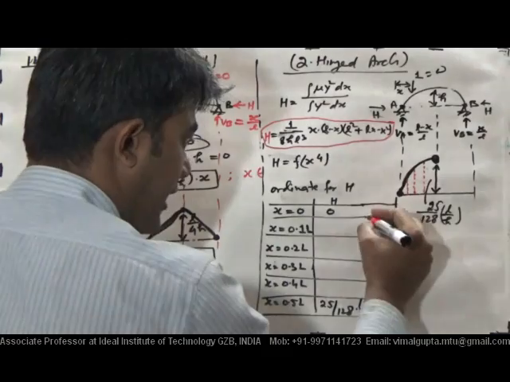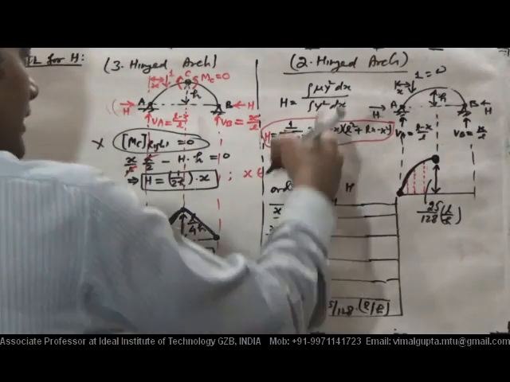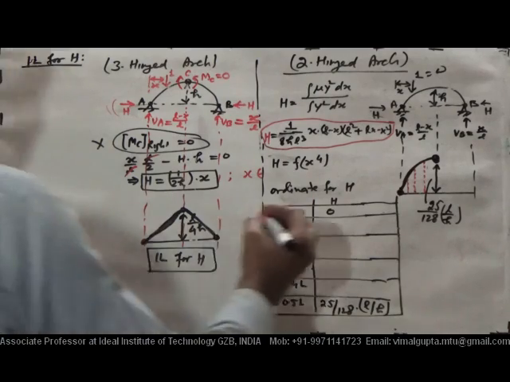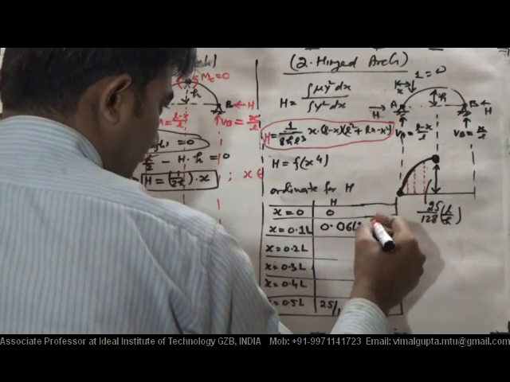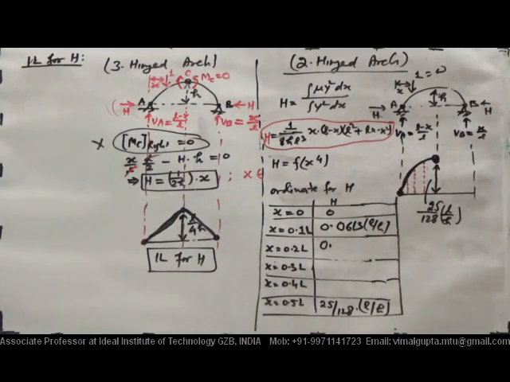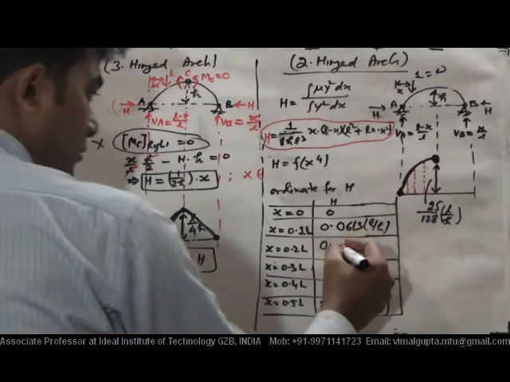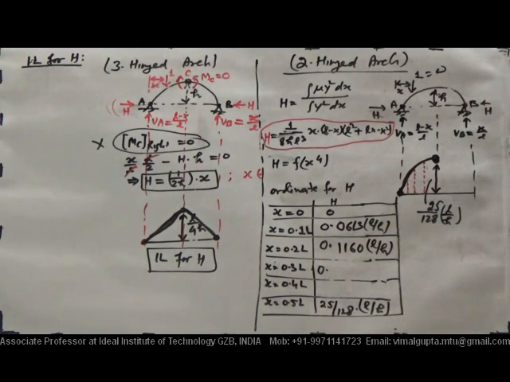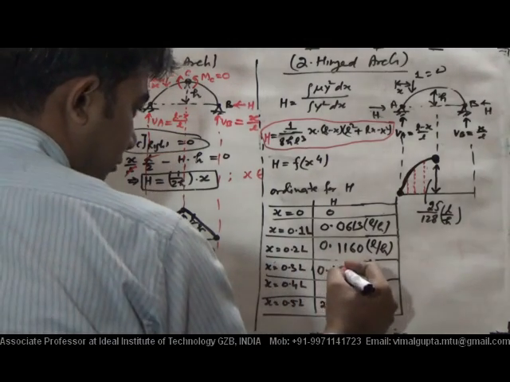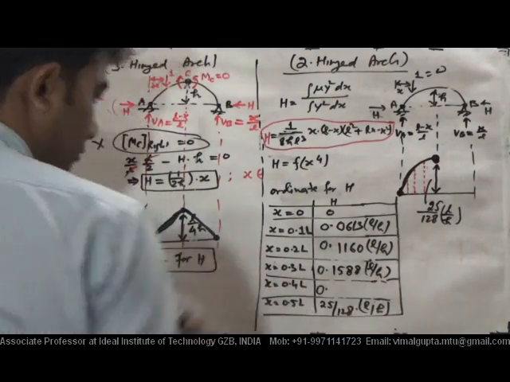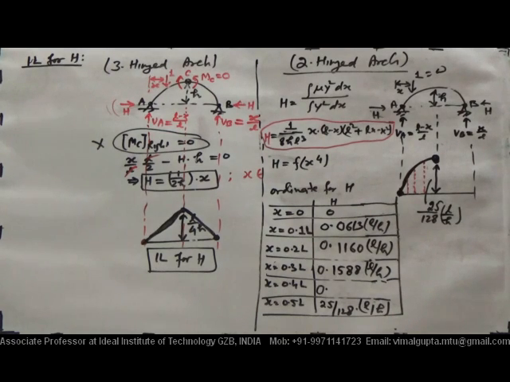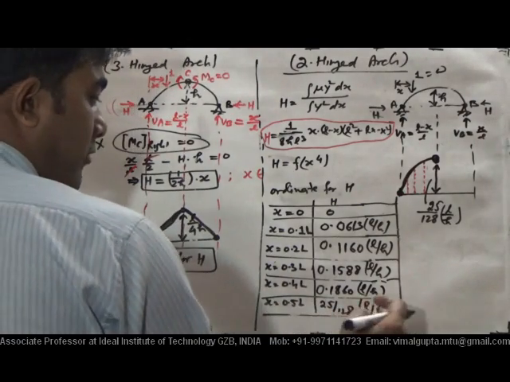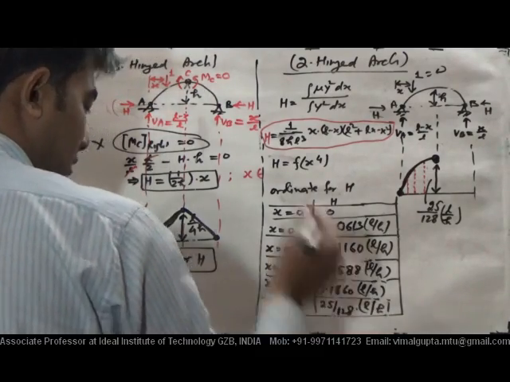Other ordinates can also be calculated by putting x equal to 0.1 in that equation. So the ordinate at x equal to 0.1 L is 0.0613 L by H. At 0.2 L its ordinate is 0.116 L by H, and at 0.3 L that ordinate after calculation will come to 0.1588 L by H, and similarly at 0.4 L this ordinate will come to be 0.1860 L by H, and at x equal to 0.5 L we know that 25 by 128 is the standard expression.